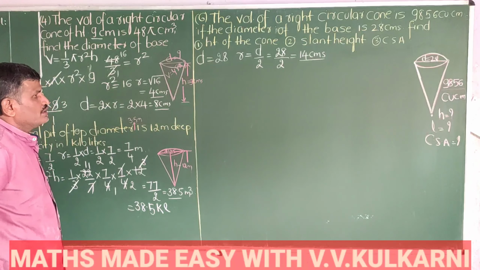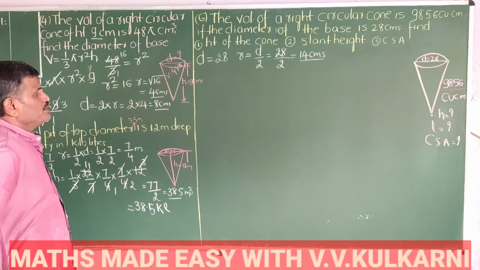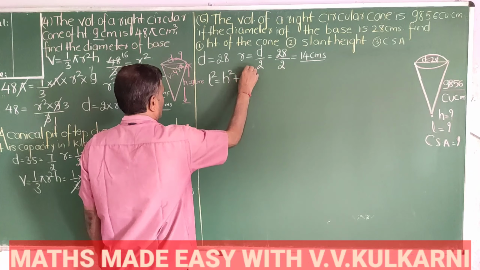Now from the radius, you should calculate the height of the cone. Now you see, for the cone, l squared is equal to h squared plus r squared.